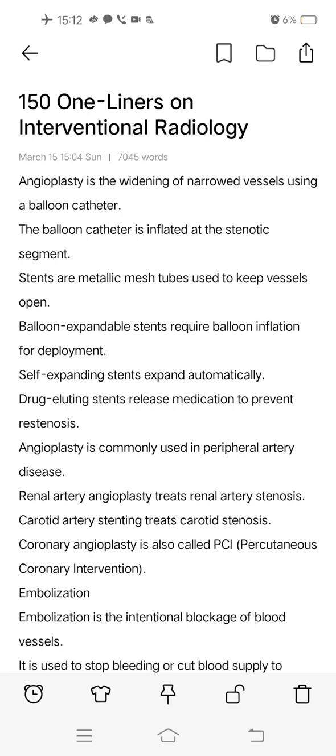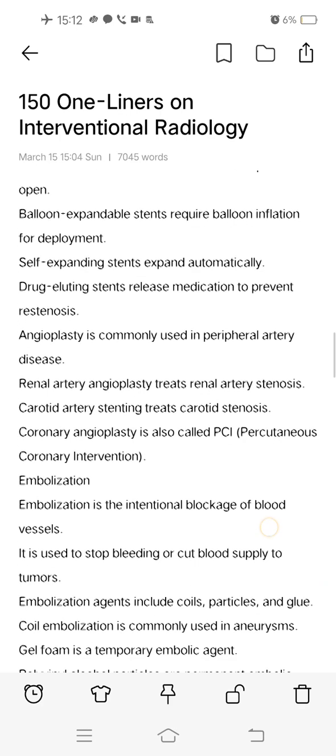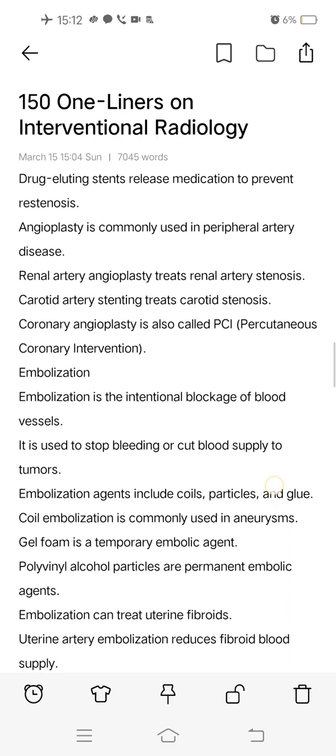Angioplasty is most commonly used in peripheral artery disease. Renal artery angioplasty treats renal artery stenosis. Carotid artery stenting treats carotid stenosis. Coronary angioplasty is also called PCI, or percutaneous coronary intervention. Embolization, next point.